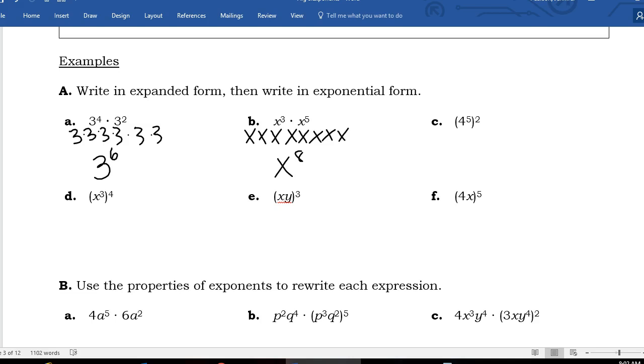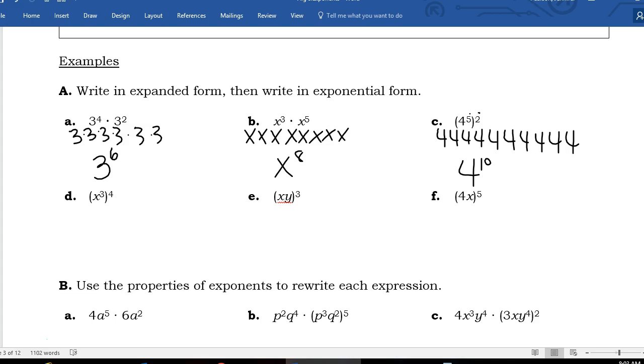My next one is power of a power. My base, expanded form first. So 4 to the 5 means 1, 2, 3, 4, 5. That raised to the power of 2 means I have this entire group 2 times. So I need another 1, 2, 3, 4, 5. If I count them now, I should see 10 4s. But my shortcut rule tells me if I did 5 times 2, it brings me that same answer without having to write them all out the long way.